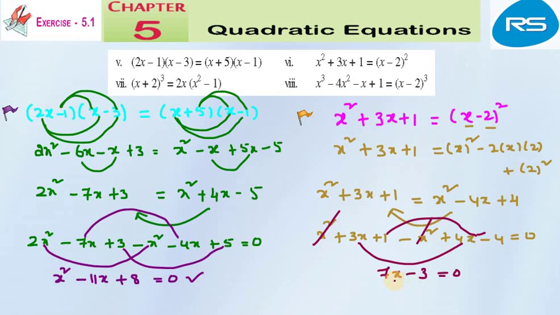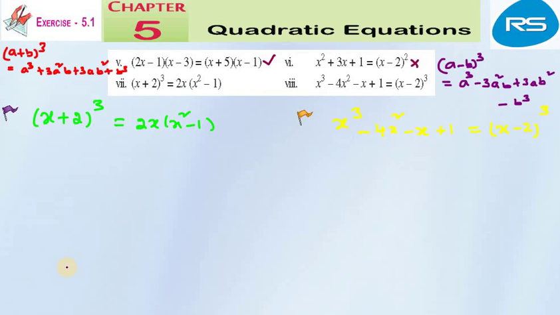In this equation we have only two terms. There is no x square term. Therefore, the given equation is not a quadratic equation. So the fifth one is quadratic but not the sixth one. Why? Because of the absence of the x square term. Now we will go to the next question.